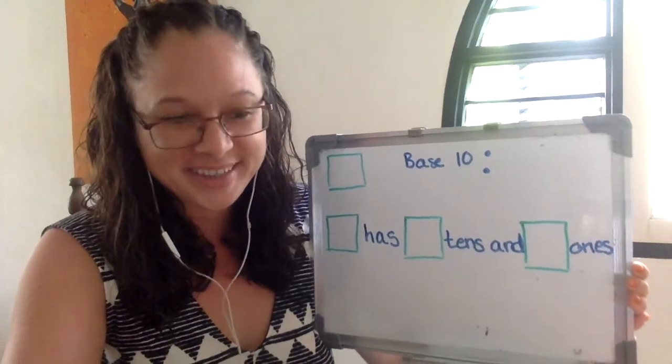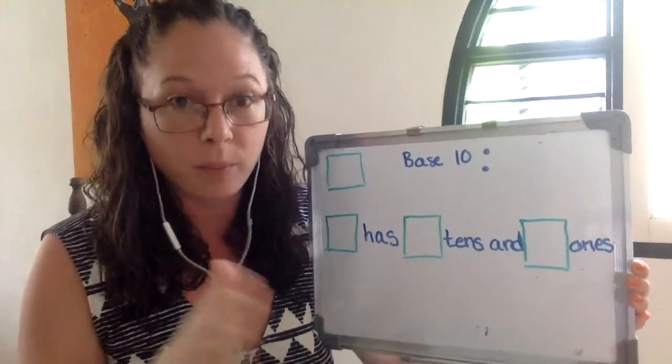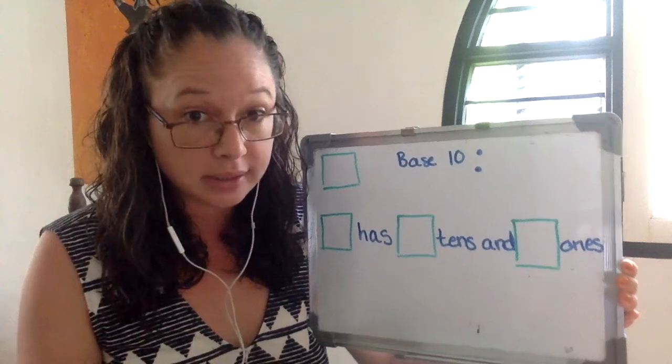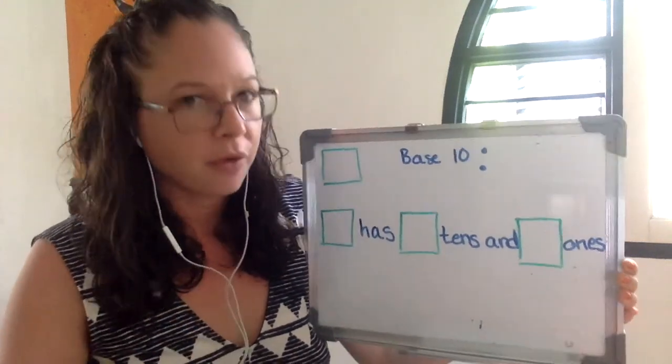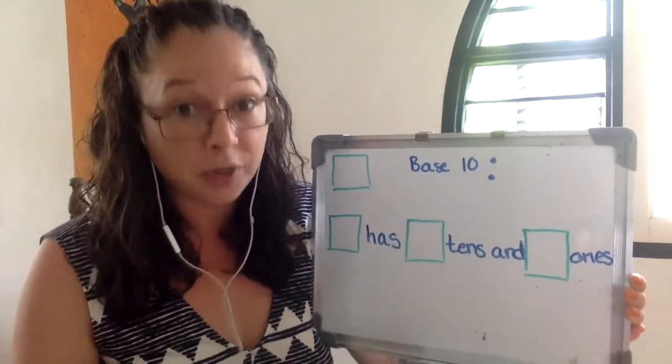Hello, Year Ones. In math today, we are partitioning or breaking apart different numbers into tens and ones. We're going to do this in 4 ways. First, let's start with base 10 and number sentences.